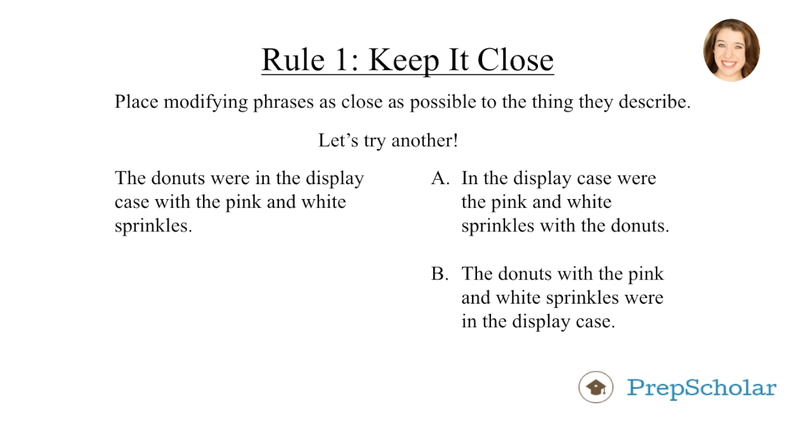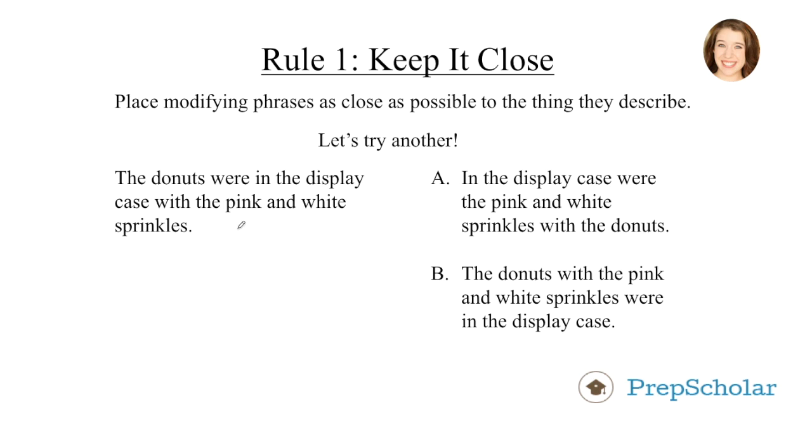So the donuts were in the display case with the pink and white sprinkles. In the display case were the pink and white sprinkles with the donuts. The donuts with the pink and white sprinkles were in the display case. Okay, lots of stuff going on here. And now I'm hungry for donuts. Let's break these sentences down.